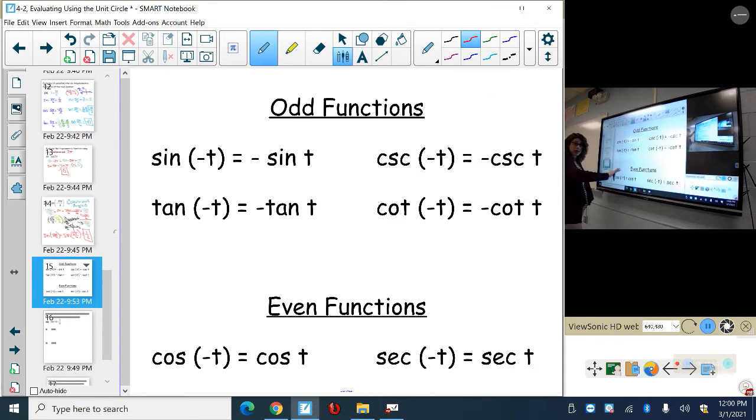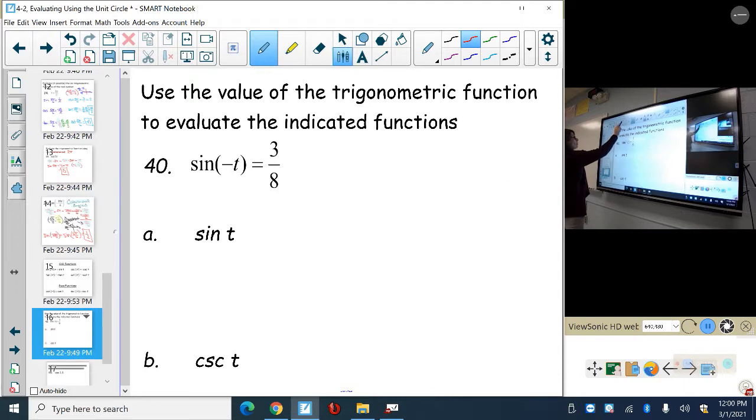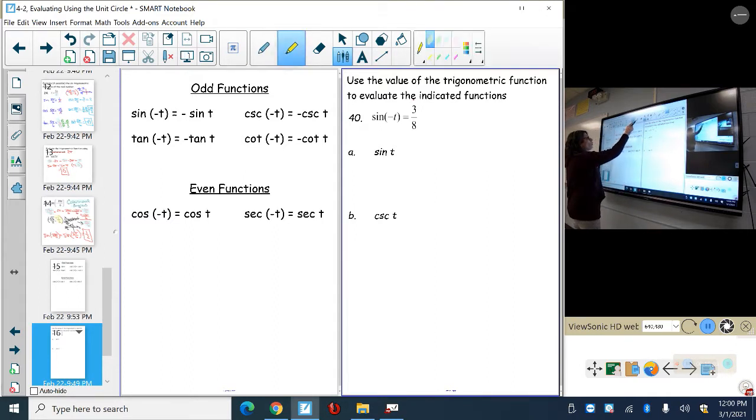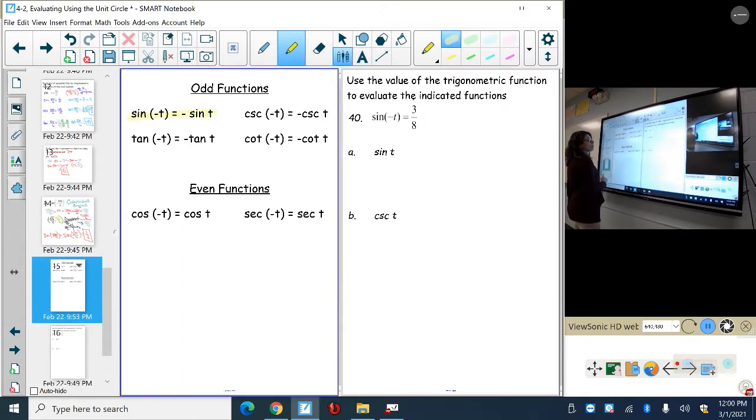Now, remember this page in your notes? We're going to apply that here. It says, use the value of the trigonometric function to evaluate the indicated values. The sine at negative t is 3/8. So I want to know what the sine of t is. Well, we're going to utilize this right here.